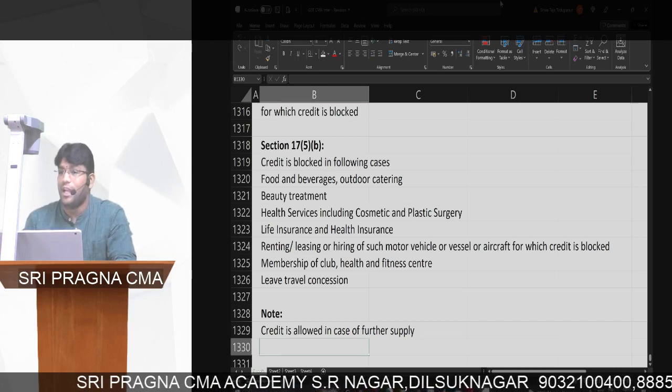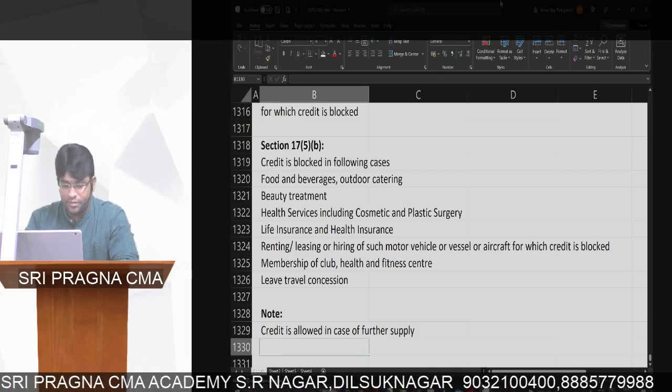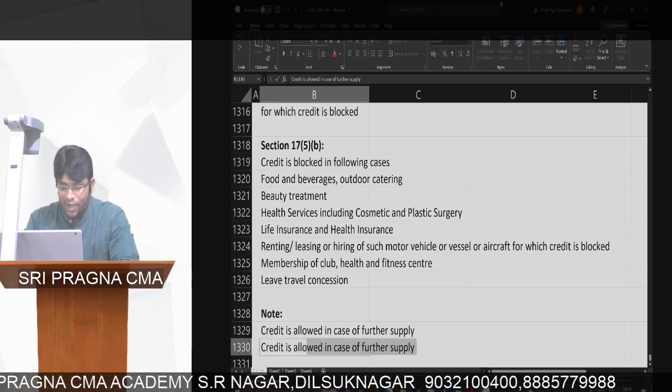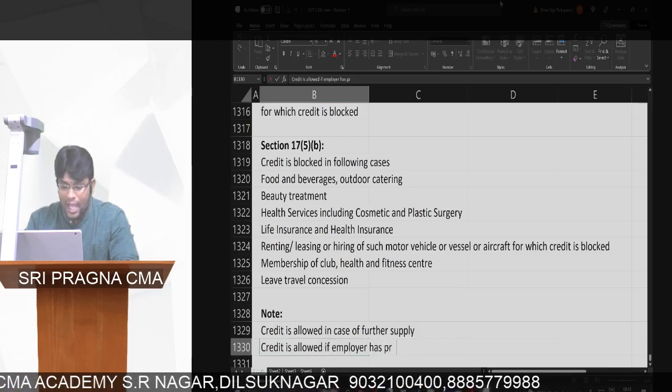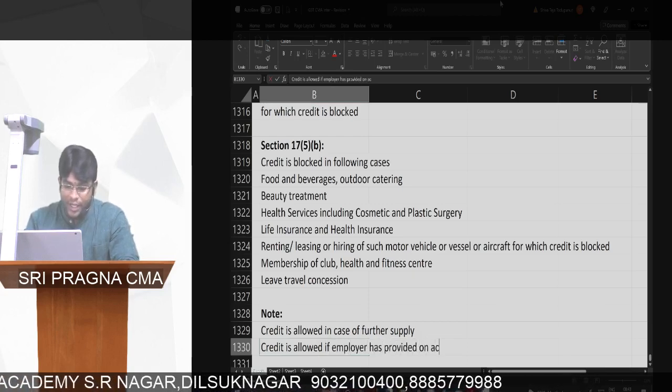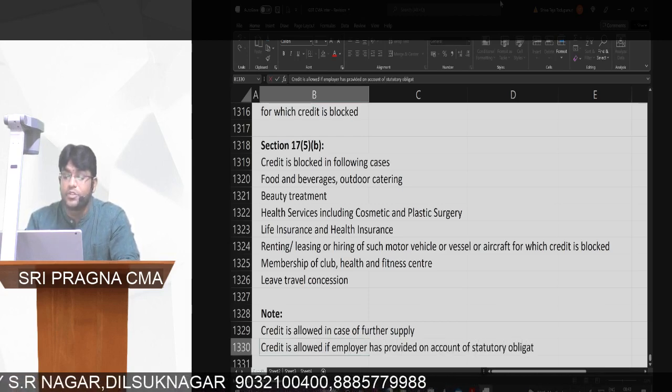First one: credit is allowed in case of what? Further supply. Second point, listen please. Interesting. Credit is allowed if the employer has provided it on account of statutory obligation.